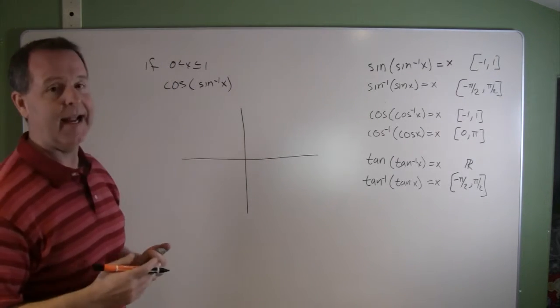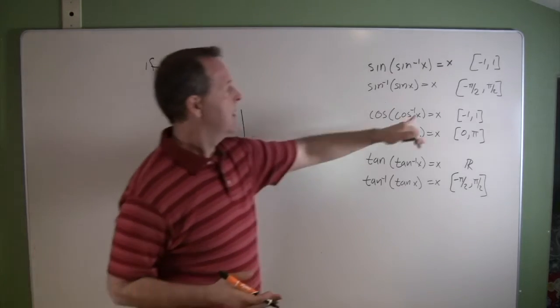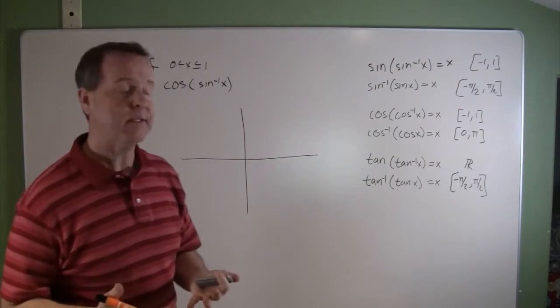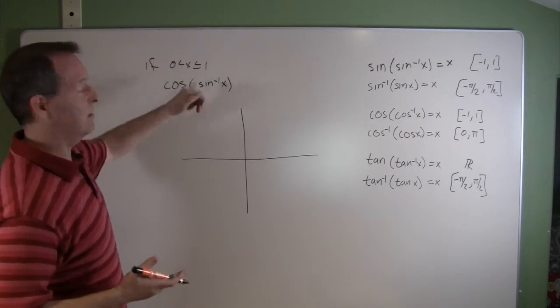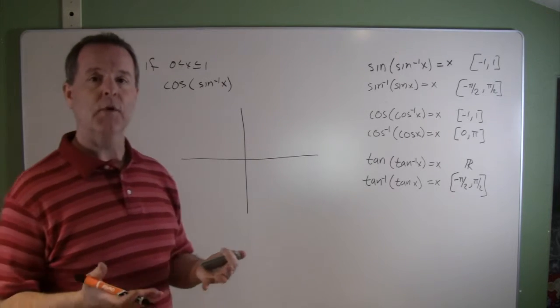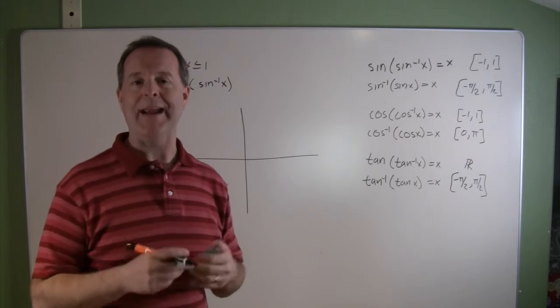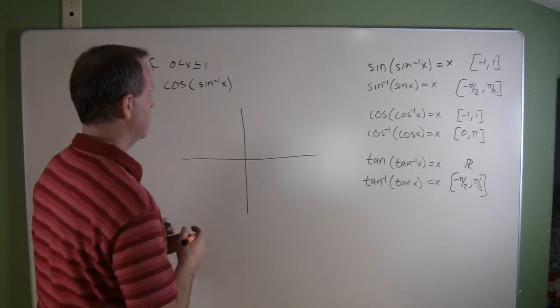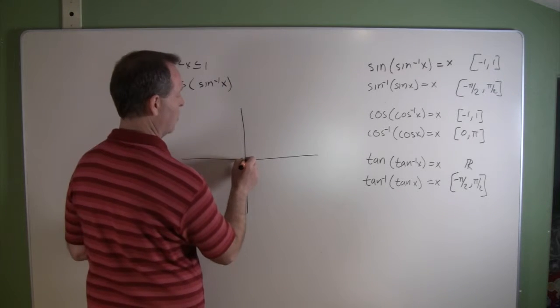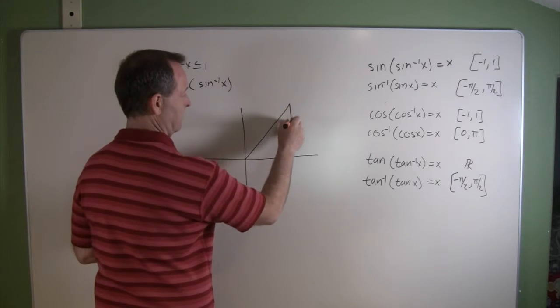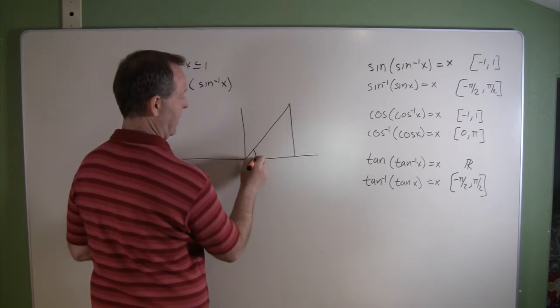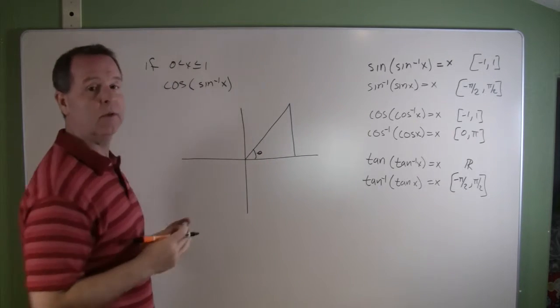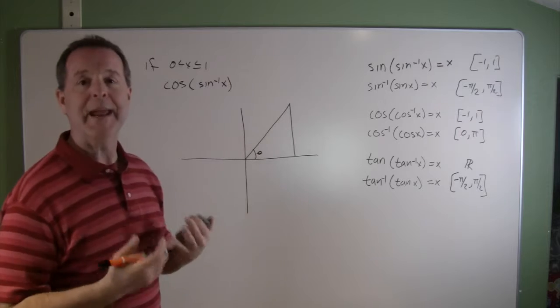I know that my domain is between minus pi halves and pi halves, and that this x is positive, so I'm going to be dealing with angles within the first quadrant. So let's draw a right triangle in this first quadrant with this angle right here. So I have some angle whose sine makes an x.